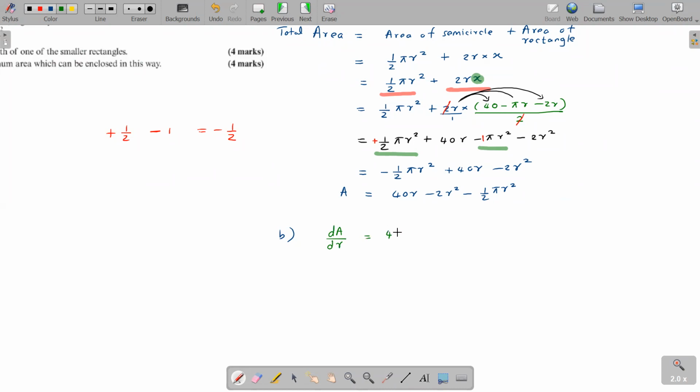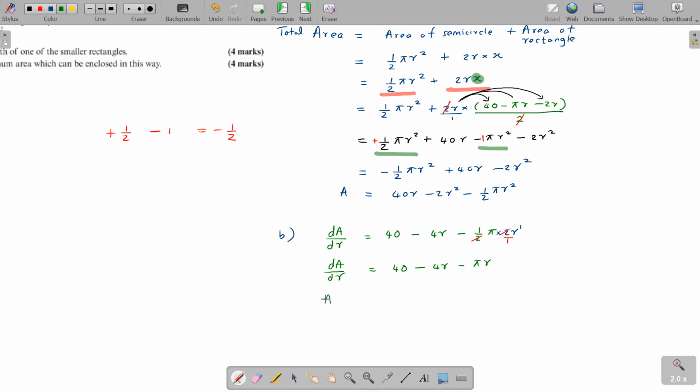What do we get? 40r differentiation is 40. Do you agree with me? Minus 2r square differentiation is minus 4r, minus half into pi. Half and pi are both constants. R square differentiation gives you 2r to the power 1. Do you agree? Half and pi are constants, while r square differentiates to give you 2r. Yeah, we can cut the half and 2. So we get dA by dr equals 40 minus 4r, half and the 2 cancel, minus pi r.